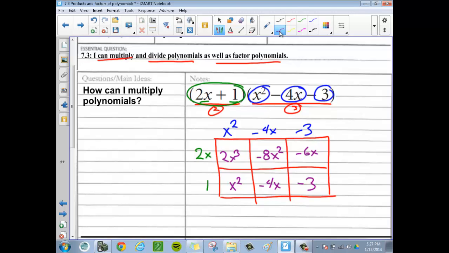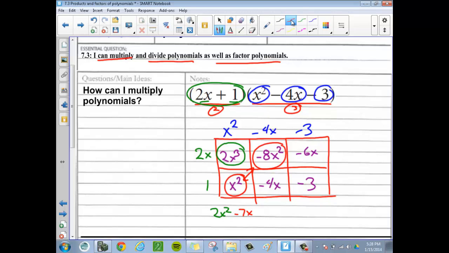Okay, so now the next step is combining like terms. Well, let's start with this 2x to the third. Is there any other x to the thirds here? I'm scanning, I don't see any. So let's put 2x to the third down here. And the next one we have is this x squared. Are there any other x squareds? Oh yeah, there is, this one. So we have x squared plus negative 8x squared. That gets us negative 7x squared, I think.